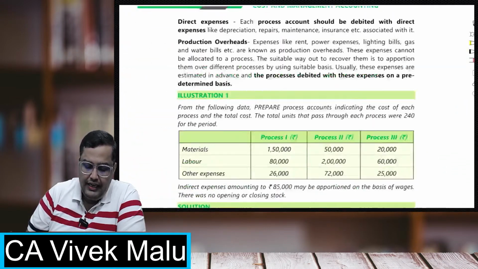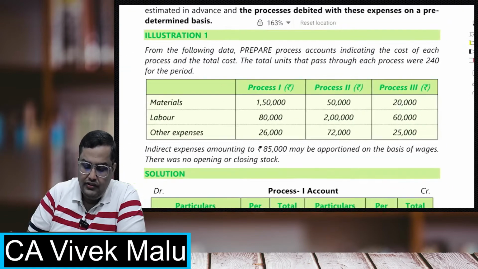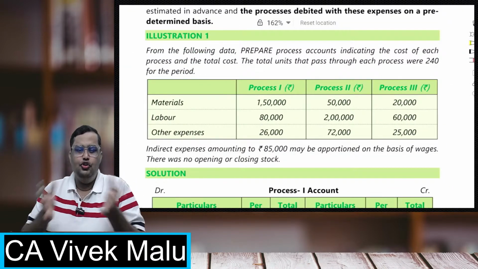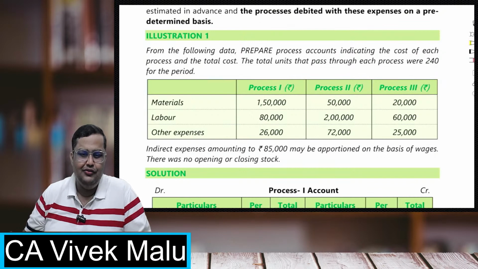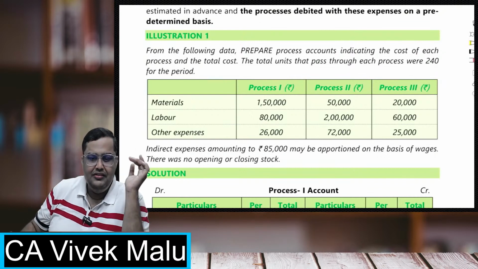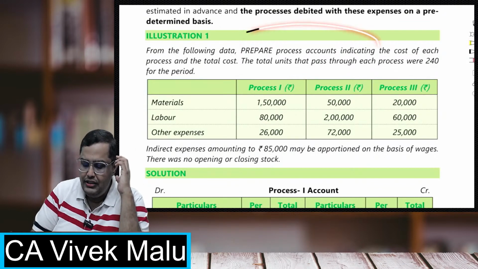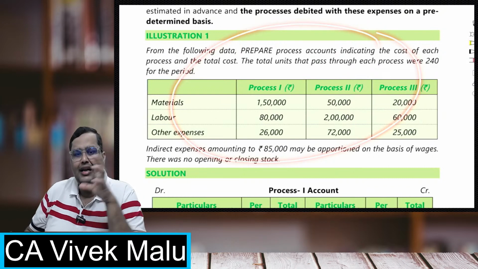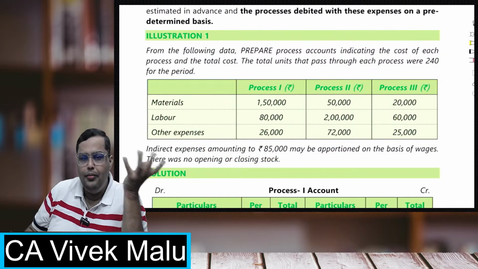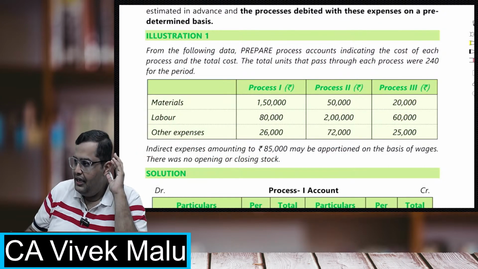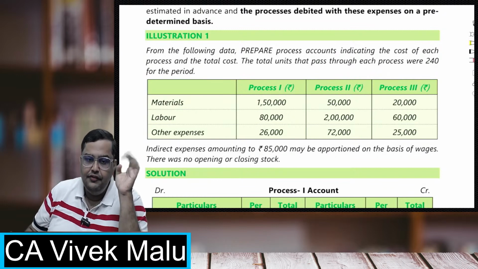So this is, again, I say, material. Now see, this is illustration number 1. I'm just showing you. We are not going to solve this. It's very, very simple, in fact. So there is nothing to solve in this. If there are some bigger problems which have normal losses and abnormal gains, and if something interesting is there, we will solve that.